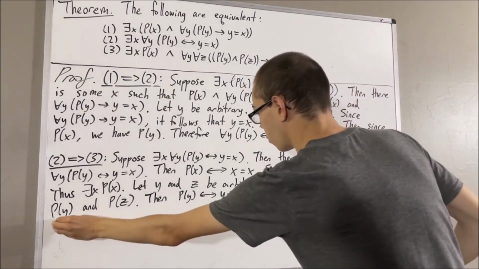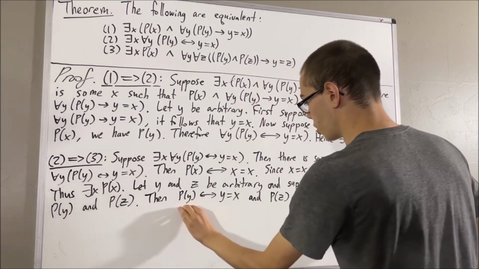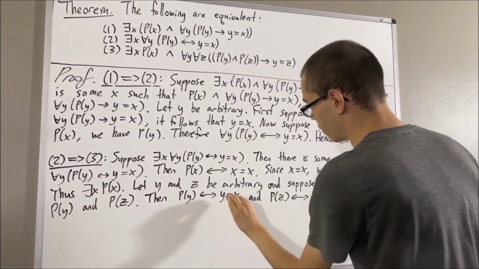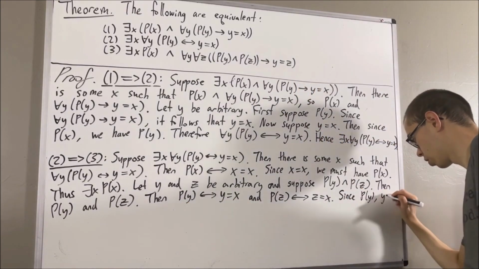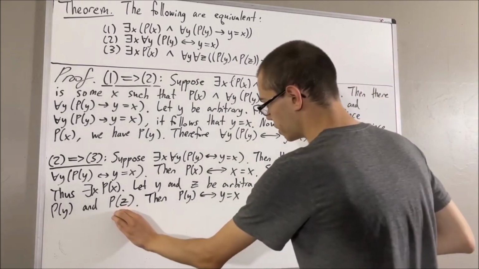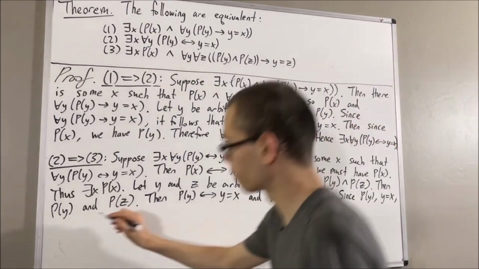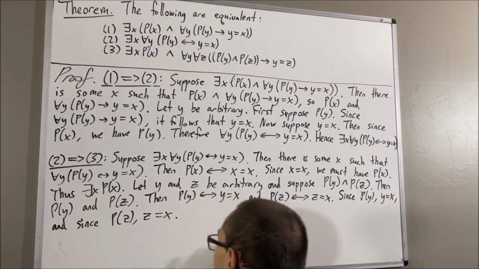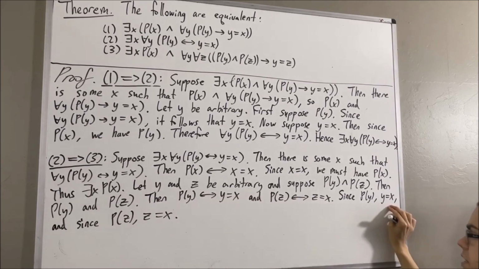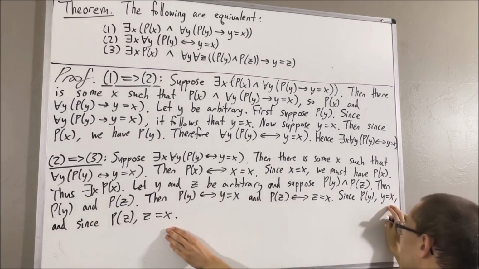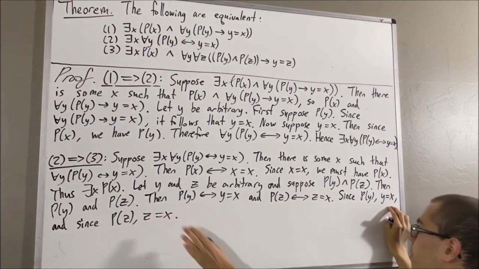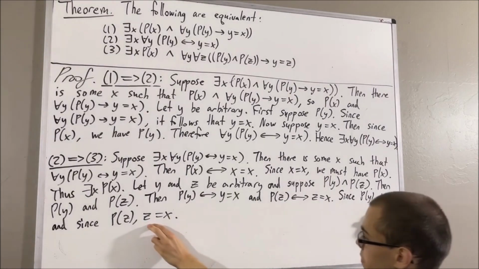But since p of y is true, we have that this is true. And since this is true, we must have that this is true. Similarly, since p of z is true, we have that this is true, so we must have that this is true. So we see that y is equal to x and z is equal to x. So y and z are both equal to the same thing, which means y and z must be equal to each other.